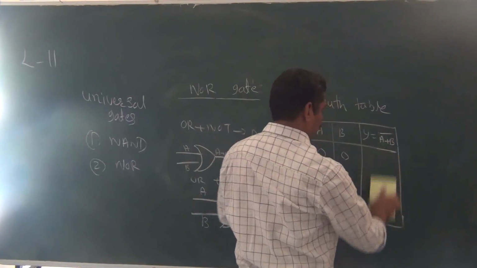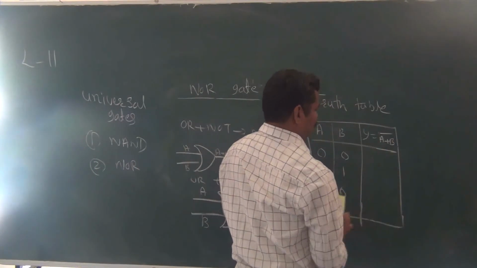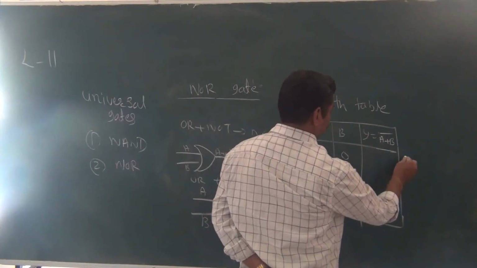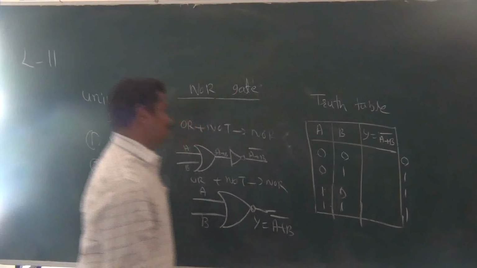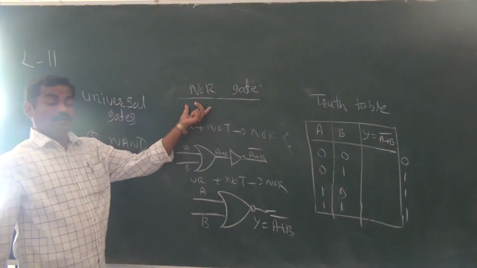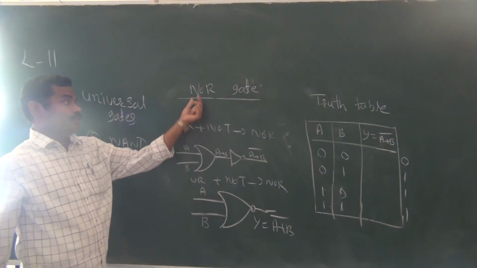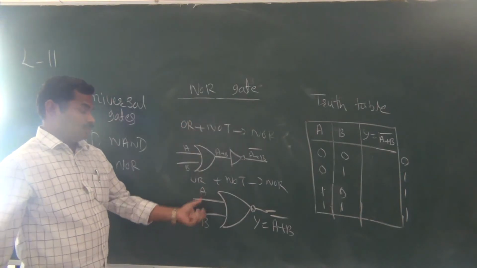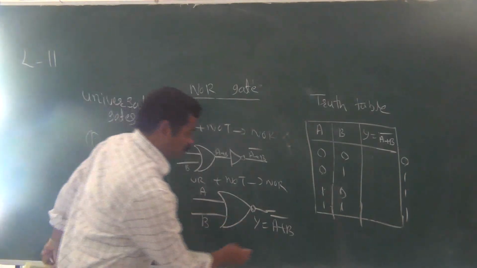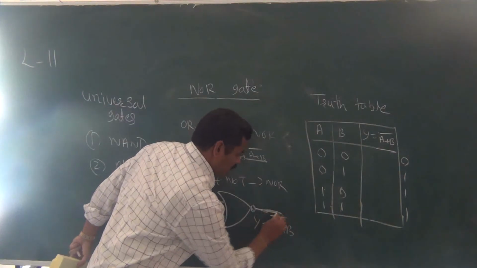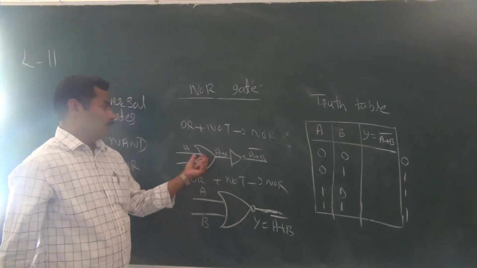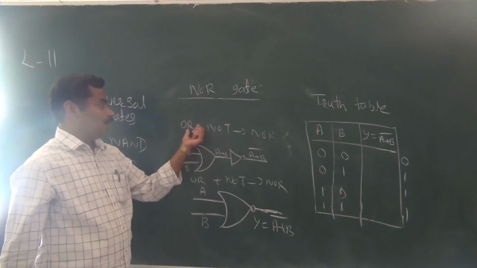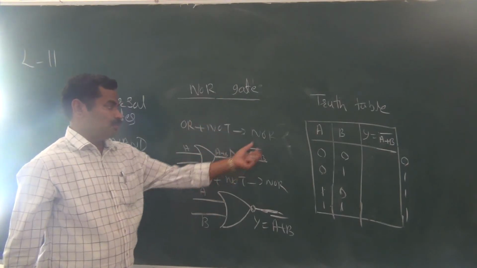And the important thing, if you are calculating, first write your OR gate output: 0 1 1 1. Now, as I said, NOR is the complement of the OR gate. What is the NOR gate? It is a universal gate. It also has 2 inputs, 1 output. And the important thing, NOR is nothing but OR plus NOT, that is NOR.